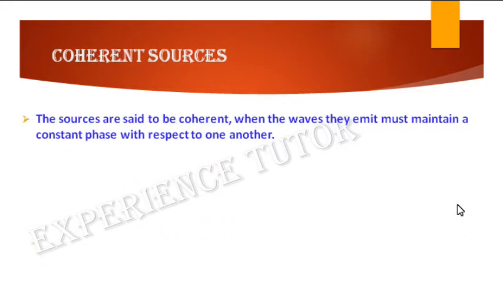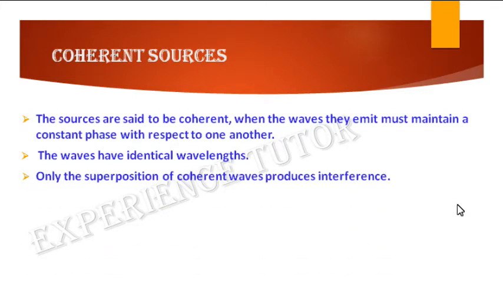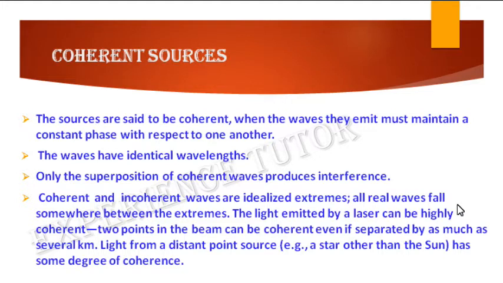Now coherent sources. Sources are said to be coherent when the waves they emit maintain a constant phase with respect to each other. The waves have identical wavelength. Only the superposition of coherent waves produces interference. Remember, only superposition of coherent waves produces interference. Coherent and incoherent waves are idealized extremes. All real waves fall somewhere between the extremes. The light emitted by a laser can be highly coherent. Two points in the beam can be coherent even if separated by as much as several kilometers. Light from a distant point source, such as a star other than the sun, has some degree of coherence.